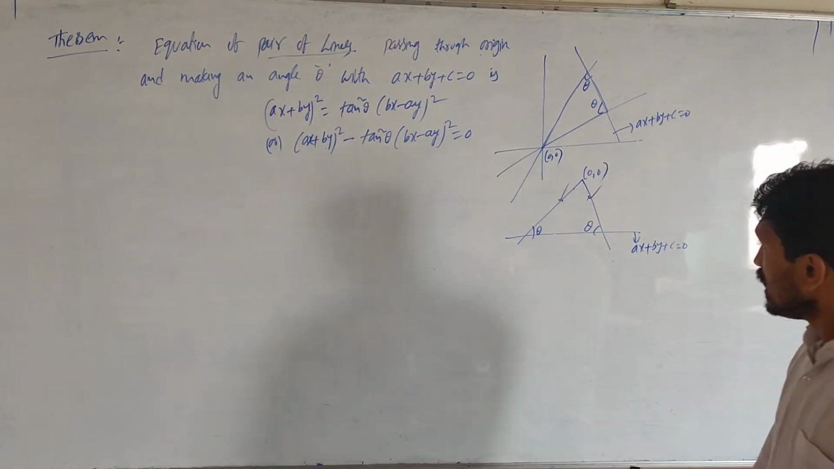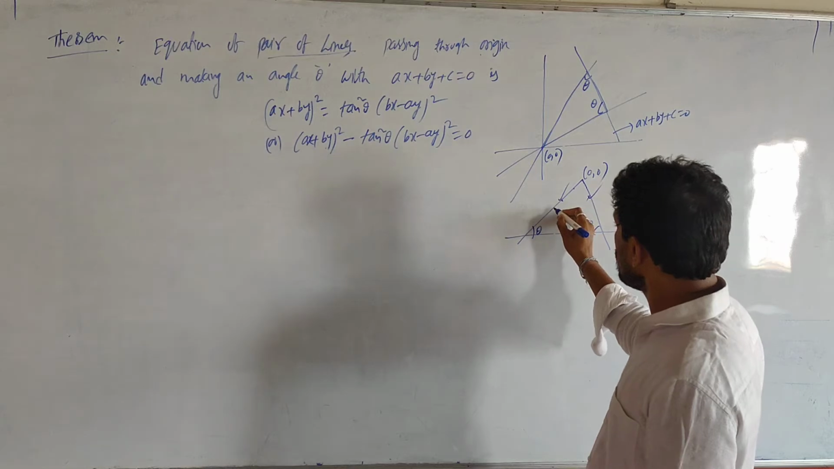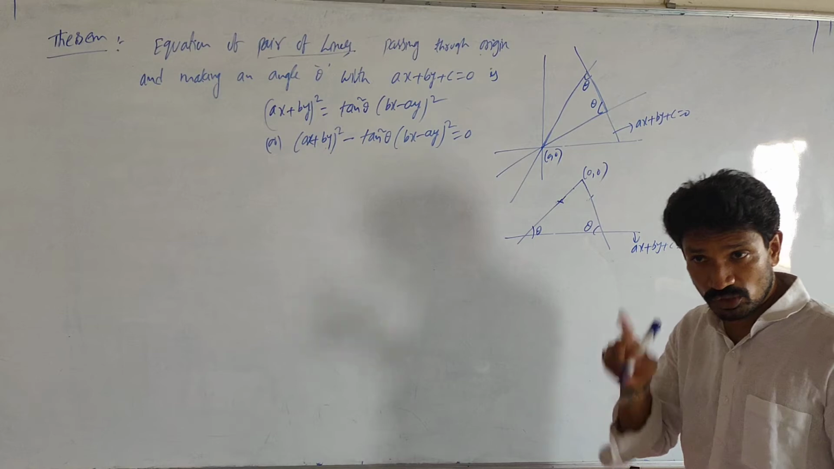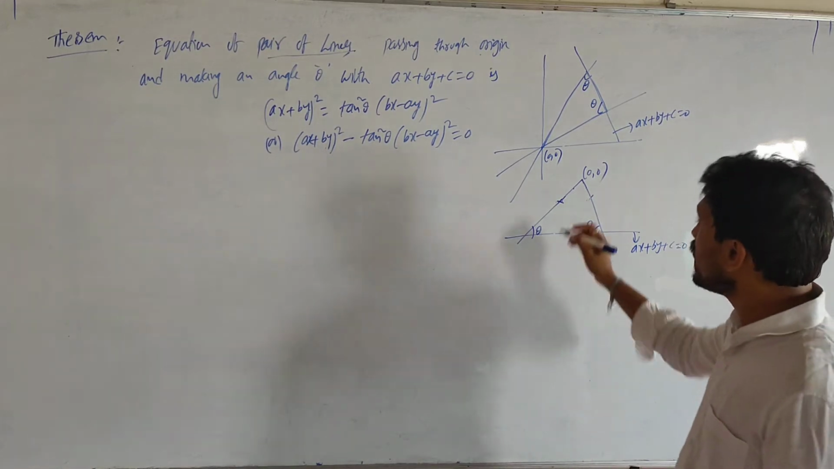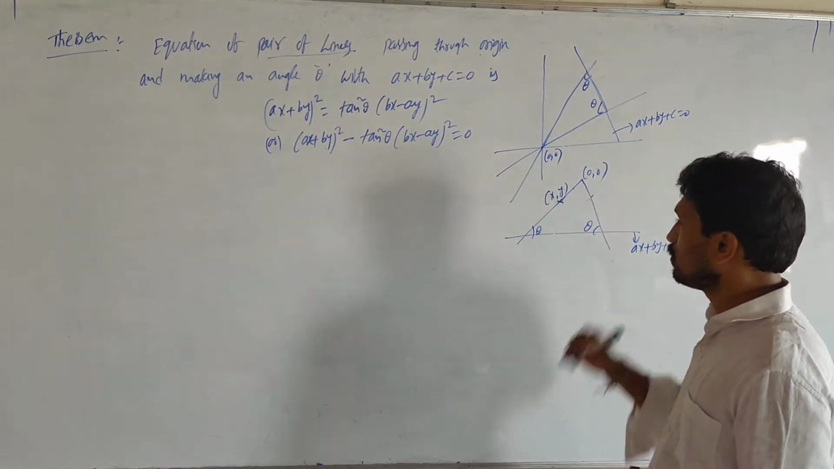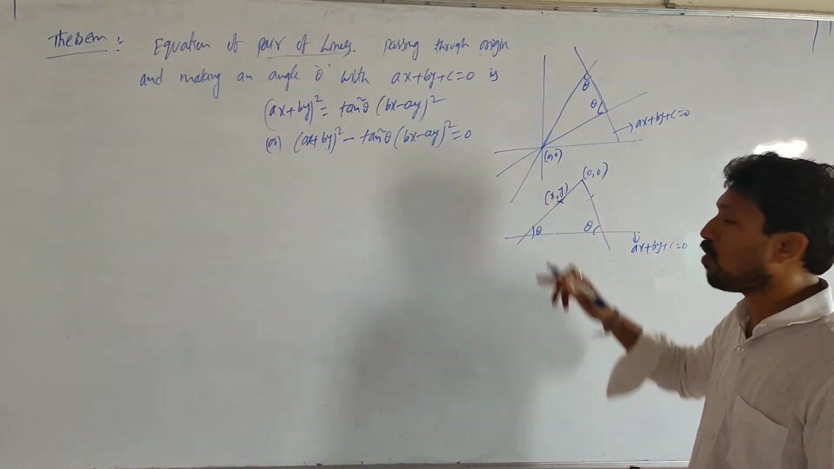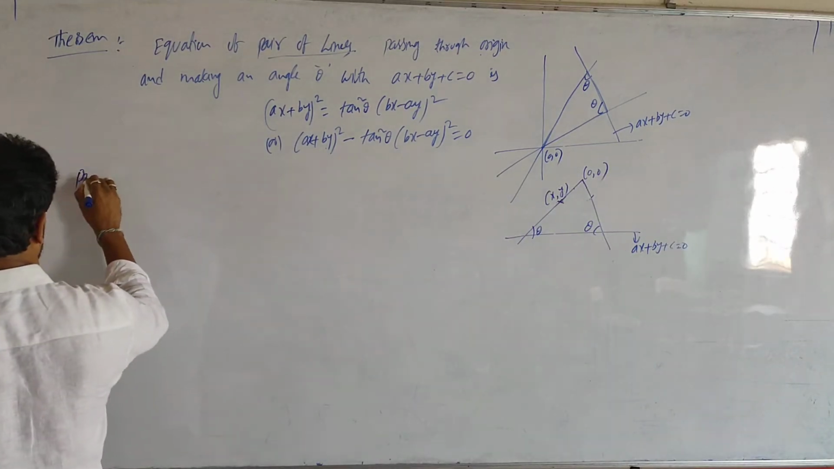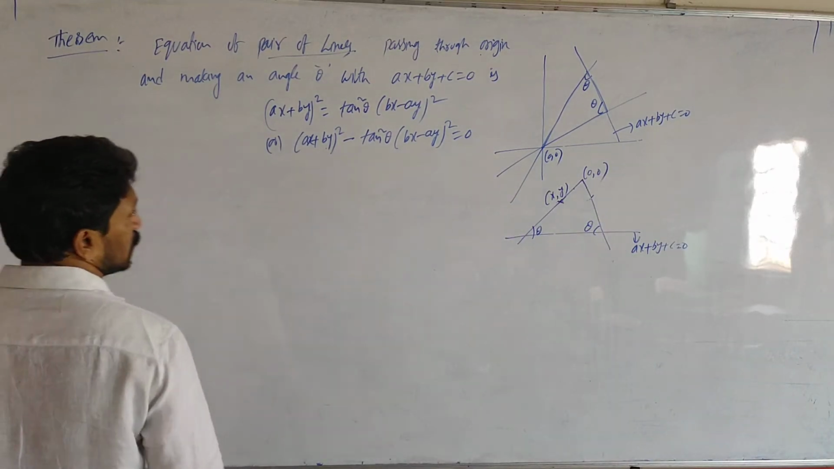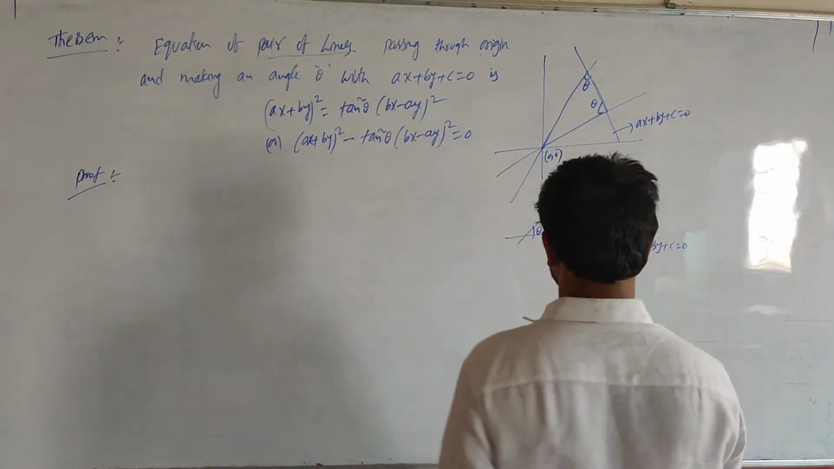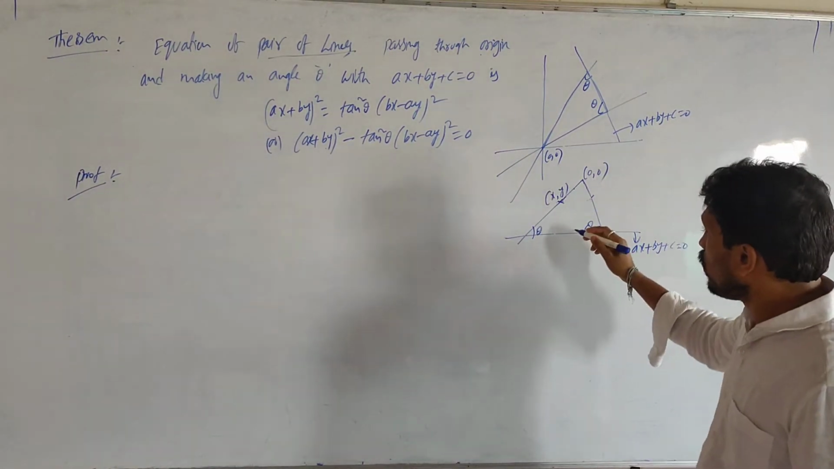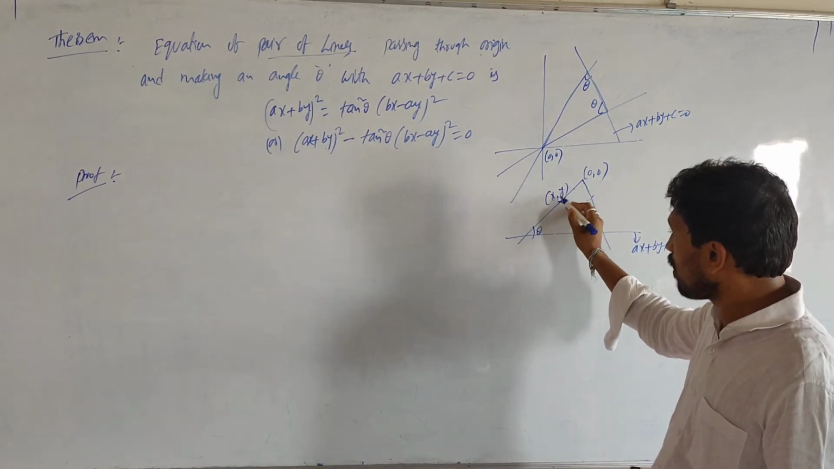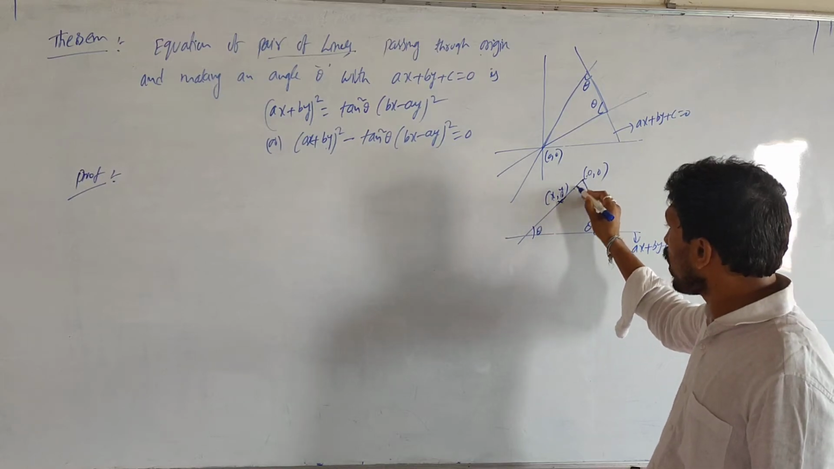See here, let us take any point on this pair of straight lines. On this pair of straight lines means which line we have to take? Any line you can take, no problem. Let x comma y be any point on this line you take. Proof. See here very clearly. It is the pair of straight lines having the point x comma y as one of the points on this line.